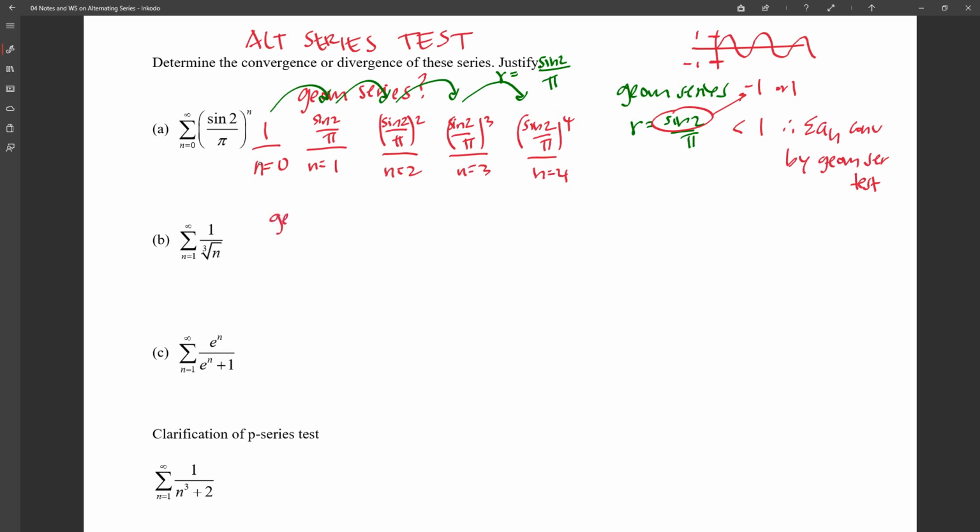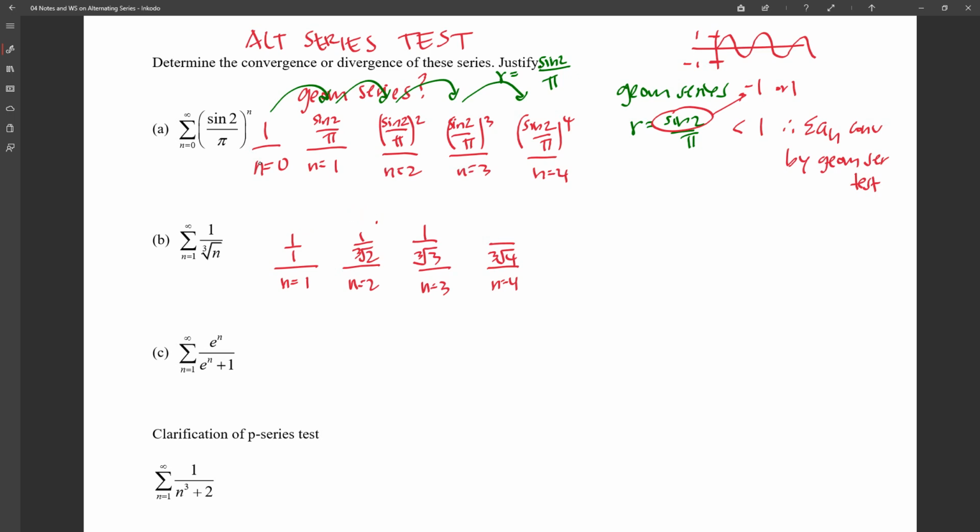Well, is it a geometric series? If I put in n equals 1, I'll get 1 over 1. If I put in n equals 2, I'll get 1 over the cube root of 2. If I put in n equals 3, I'll get 1 over the cube root of 3, and so on. So question, do I multiply by the same ratio each time to get the next term? No, that's not how this problem works. So this is not a geometric series.